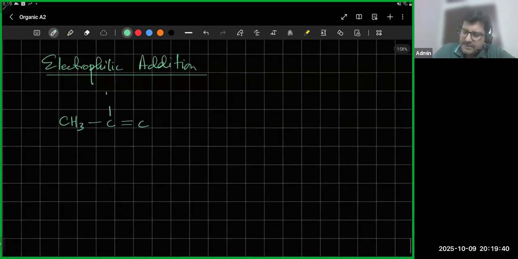So here's my asymmetric alkene. And let's say it's reacting with HBr. So the positive H, it's a polar molecule. The bromine is slightly negative. It's already a polar molecule.